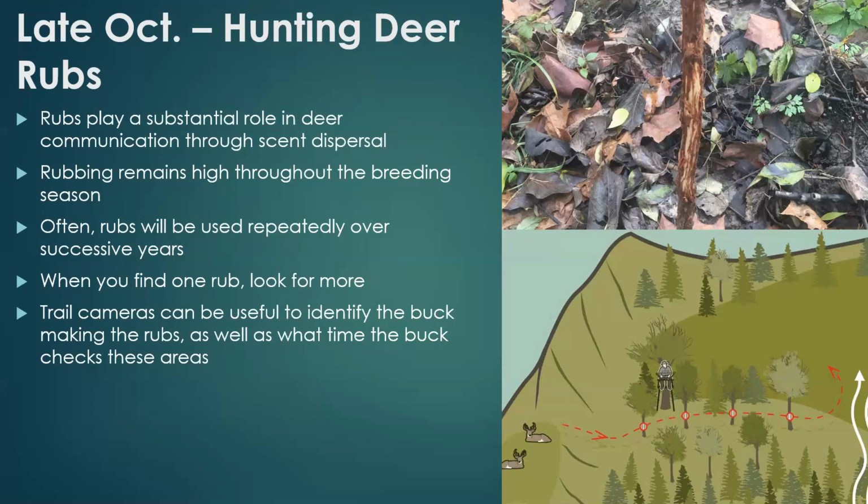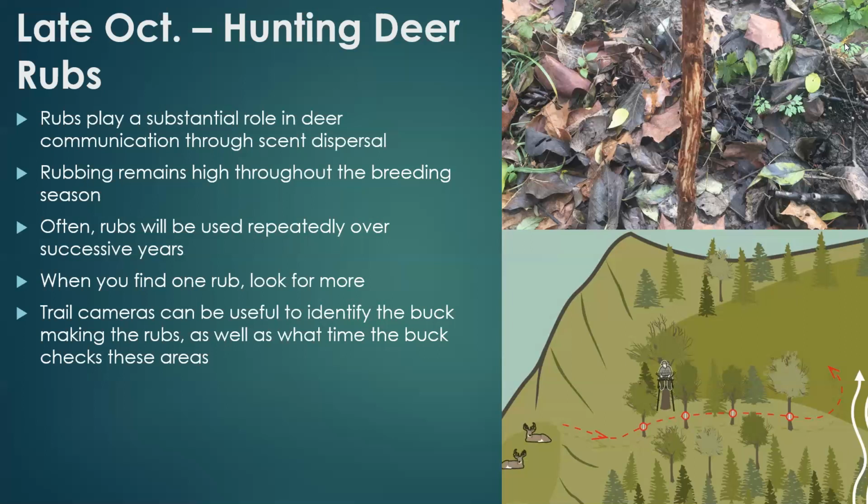But essentially what they're doing is they're using these as communication tools. At the base of a buck's antler, he has 2 scent glands. And as he's rubbing the bark on this tree, he's going to be depositing a scent on that tree. So he's using that to communicate with other deer through this scent dispersal.